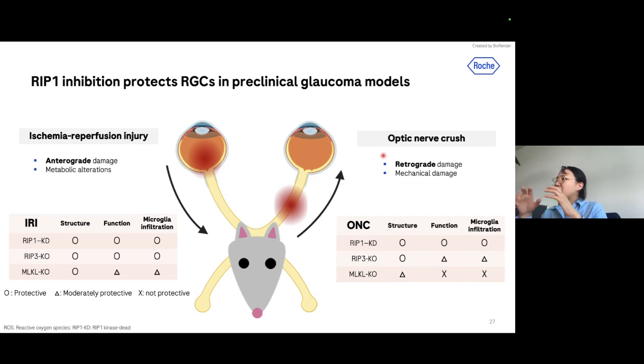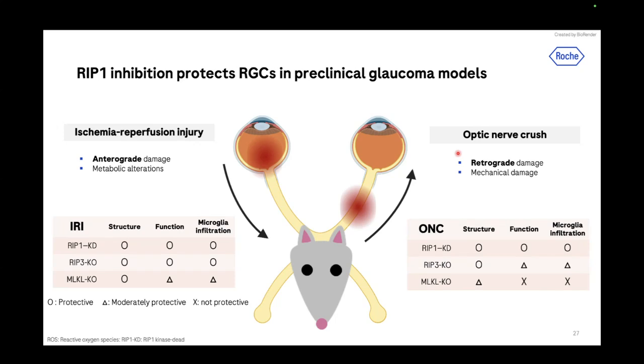MLKL knockout provides only mild structural and functional protection, with a partial suppression of microglia activation in IRI damage. In contrast, in the optic nerve crush model, RIP3 knockout was structurally protective, but did not fully preserve RGC function or reduce inflammation. At the same time, MLKL knockout has no significant protective effect in the optic nerve model. So this slide highlights that RIP1 is the most effective intervention across both injury types, while RIP3 and MLKL play very context-specific roles in glaucoma animal models.